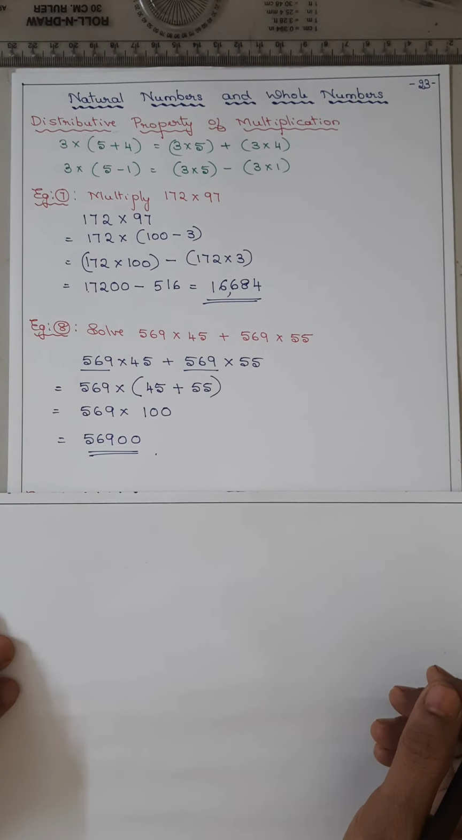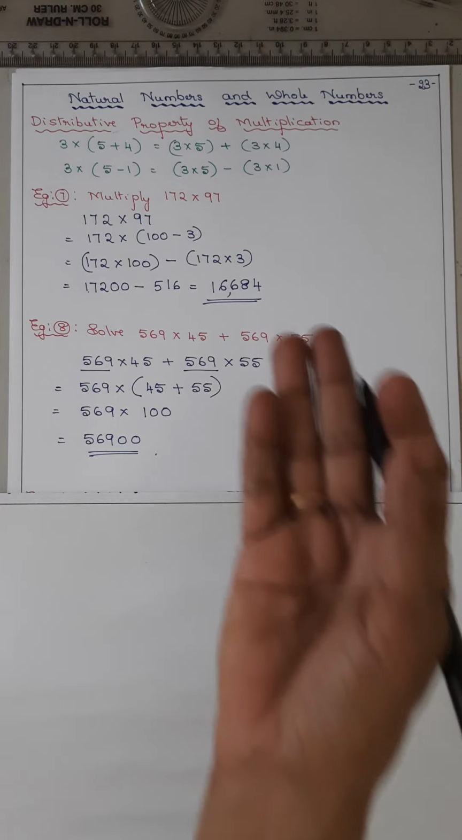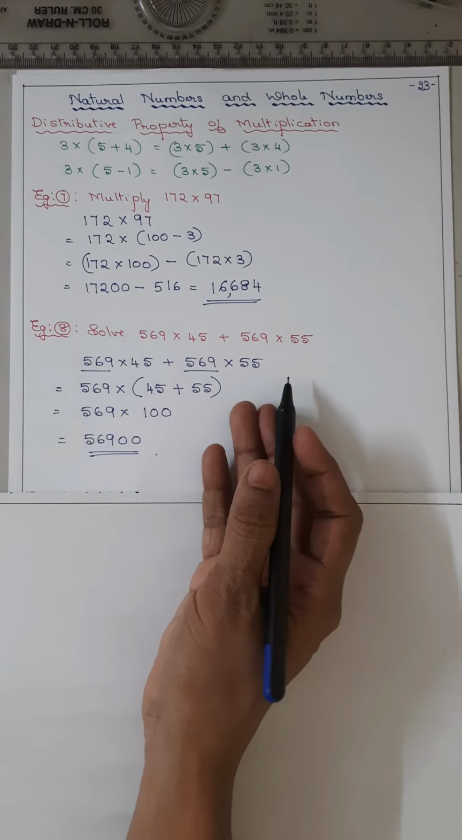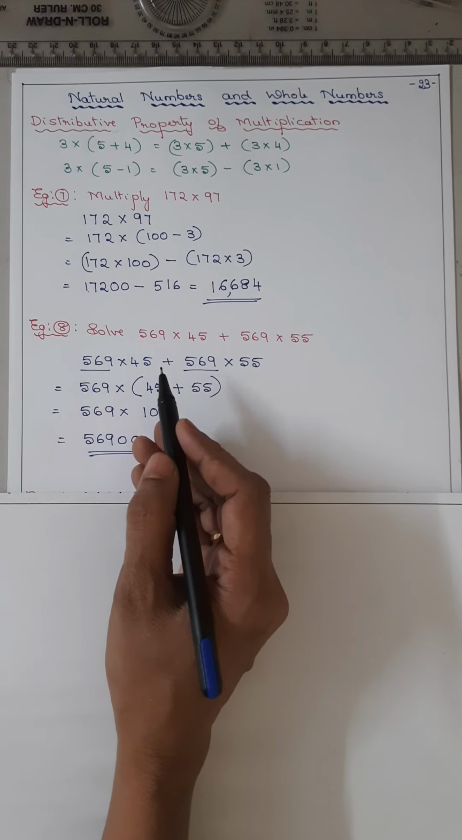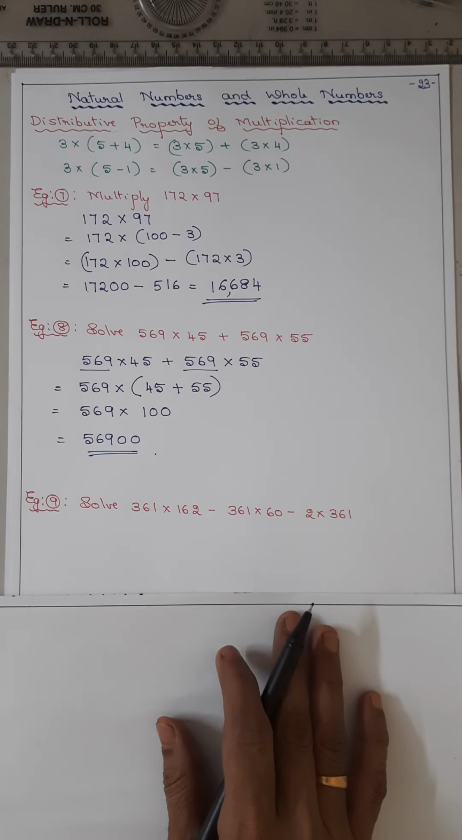अदरवाइज 172 इंटू 97 इतना लंबा चौड़ा आप लोगों को मल्टीप्लाई करने का है तो इधर तो इजीली हो गया. इधर भी ये मल्टीप्लाई करो, ये मल्टीप्लाई करो, फिर ऐड करो. नहीं, डायरेक्ट है ना. इतना इजीली सॉल्व किए.